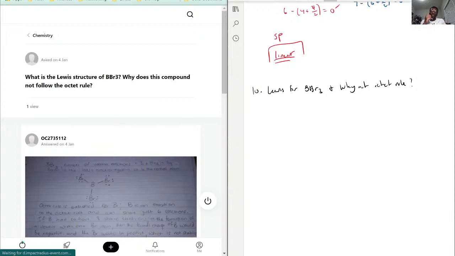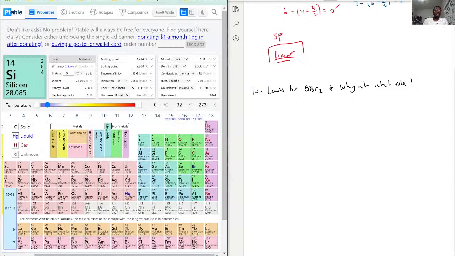So first you have to figure out how many electrons each element contributes. So boron is on column 13, so that's 3 electrons, and bromine is on column 17, and that's 7 electrons. So we have 7 times 3 because there's 3 bromines, so that's 21, plus the boron, so that's 24 electrons total.